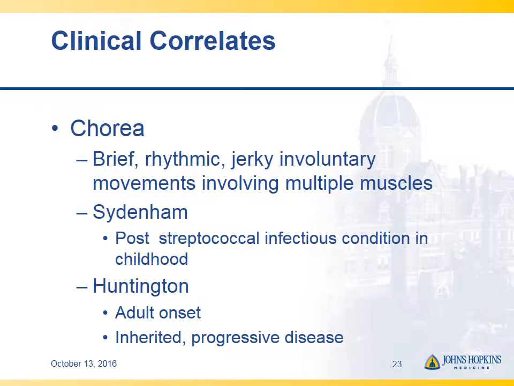Chorea is also a type of movement disorder in which there are brief, rhythmic, jerky, involuntary movements involving multiple muscles. Many people are familiar with Huntington's disease, in which there are these chorea-like movements. Huntington's disease is an adult onset disease and is an inherited and progressive condition. Less familiar is Sydenham chorea, which is a post-streptococcal infectious condition seen in children.